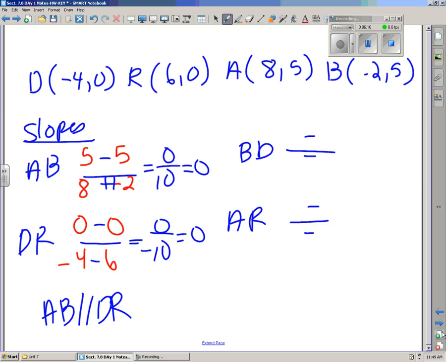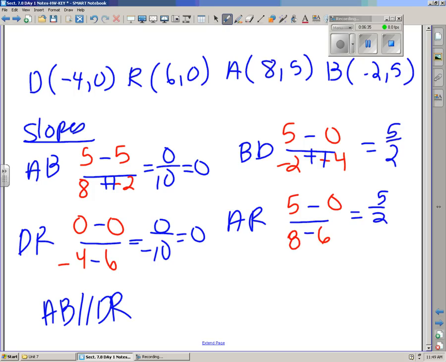Let me go from B to D. So B to D, 5 minus 0 over negative 2 minus negative 4. This becomes 5 halves. A to R becomes 5 minus 0 over 8 minus 6. This also becomes 5 halves. Same slopes, so I know that BD is parallel to AR.